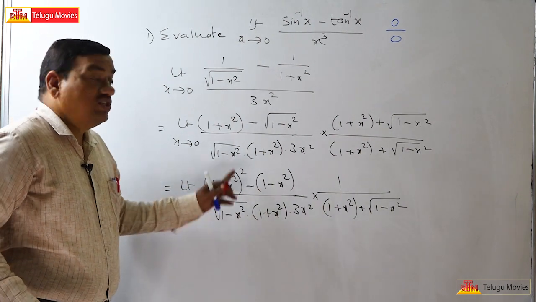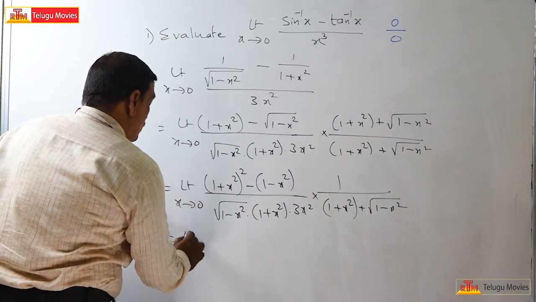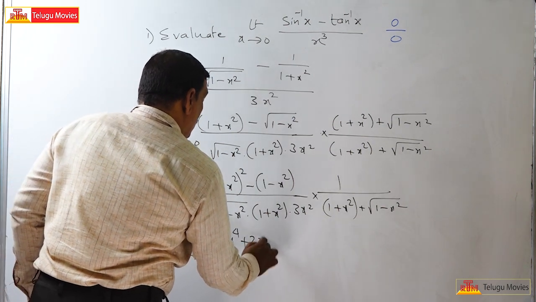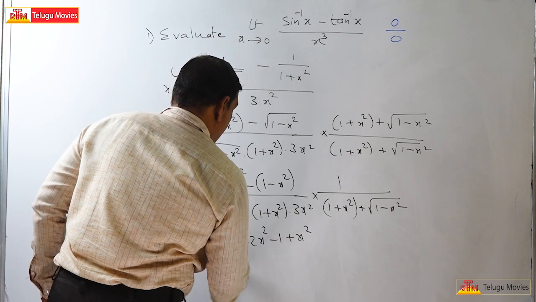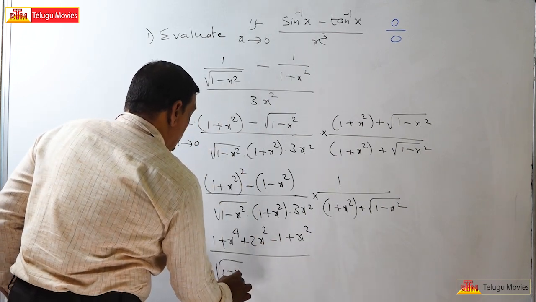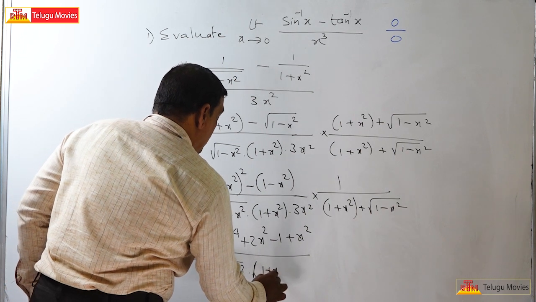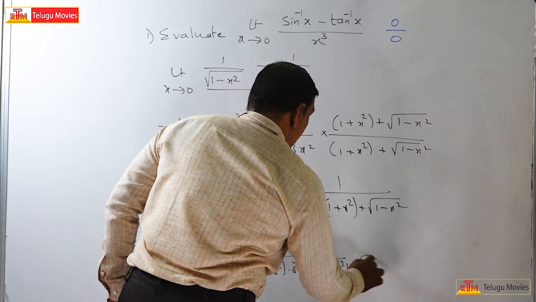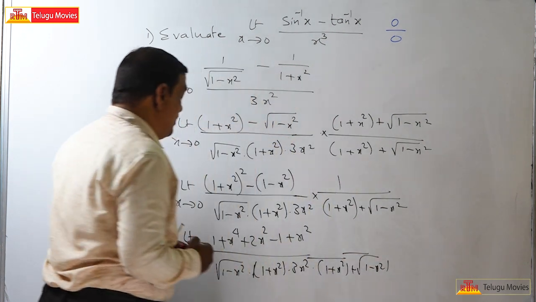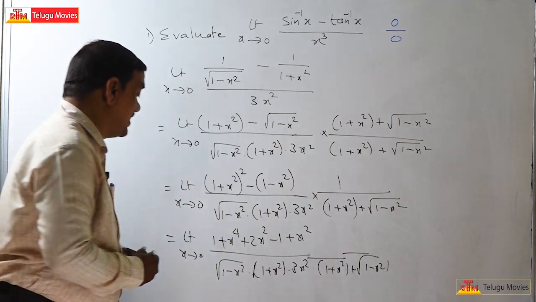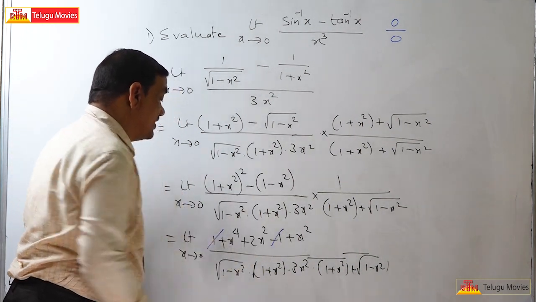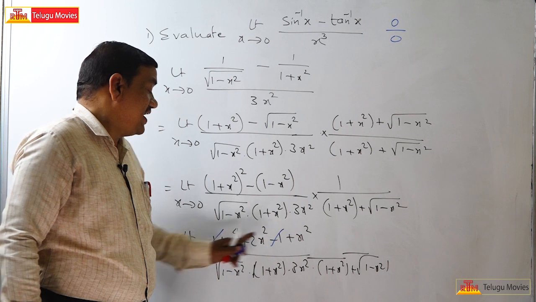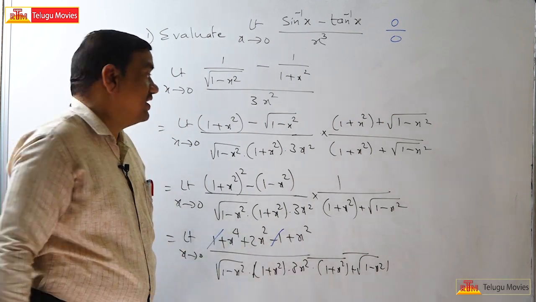Now let us use the a plus b whole square formula. This is equal to limit as x tends to 0, 1 plus x power 4 plus 2x square minus 1 plus x square, upon root over 1 minus x square into 1 plus x square into 3x square into 1 plus x square plus root of 1 minus x square. Any more cancellations here? Yes, plus 1 minus 1 cancels. Take x square common outside and cancel with the denominator.